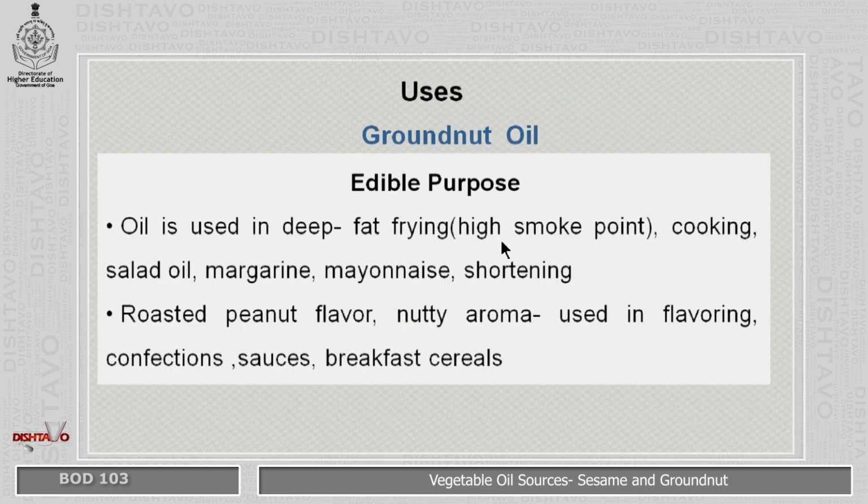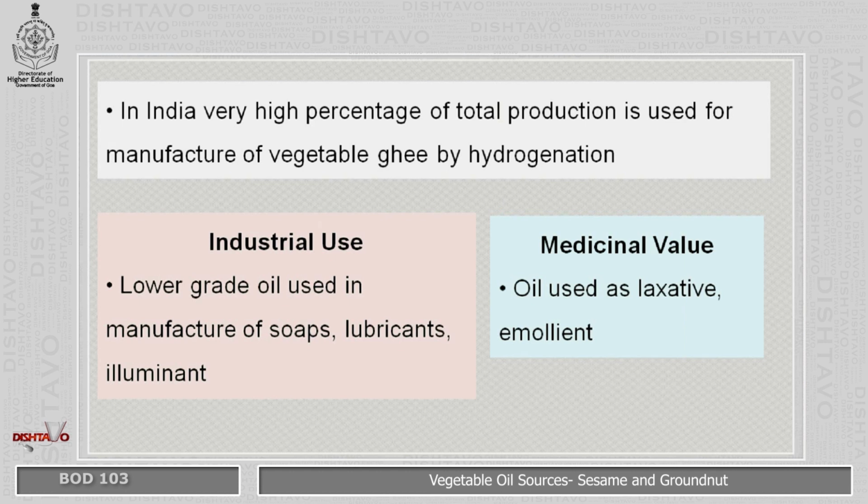Now the groundnut oil is used for edible purposes. It is used in deep fat frying because of its high smoke point. It is used as a cooking and salad oil, and in the preparation of margarine, mayonnaise and shortening. It has a roasted peanut flavor and a nutty aroma, therefore it is used in flavoring confections, sauces and breakfast cereals. In India, a very high percentage of total production is used for the manufacture of vegetable ghee by hydrogenation. For industrial use, a lower grade of this oil is used in the manufacture of soaps, lubricants and illuminants, and medicinally this oil has laxative and emollient properties.